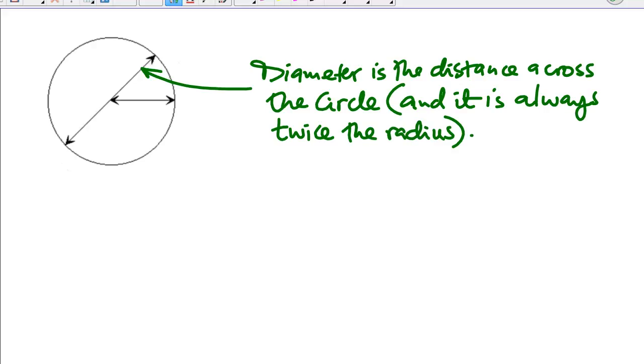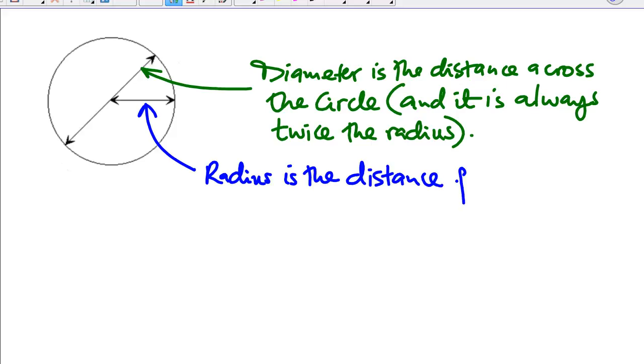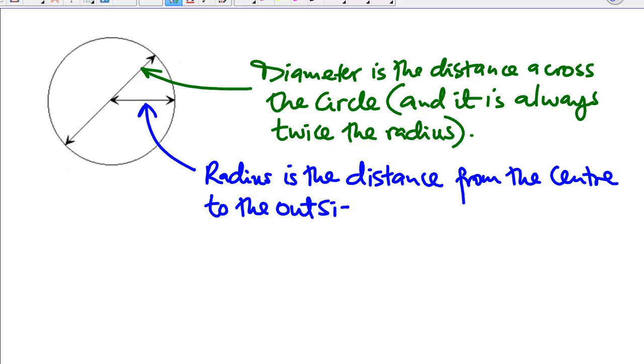Which brings us to another definition. What's the radius? Now, the radius is the distance from the center to the outside. So this part here is the radius. So these are two very important variables that you are going to use to write down the formula for circumference.